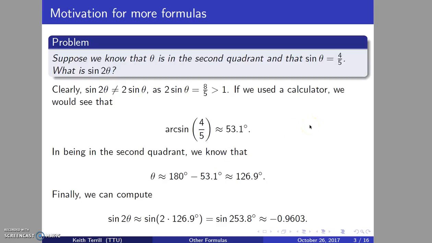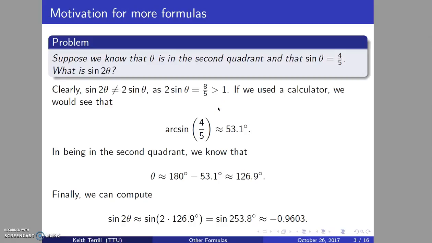Suppose I've got some known theta. It's given such that sine of theta is 4 over 5, and I want to know what sine of 2 theta is. Well, I can't just say it's 2 sine theta. The 2 doesn't just move outside of the argument of sine, because this is not multiplication. As evidenced by the fact that if I had 2 sine theta, that would be 8 over 5. That's more than 1, more than what sine can possibly be.